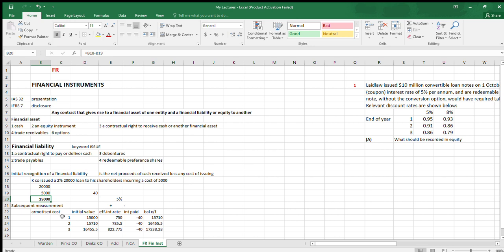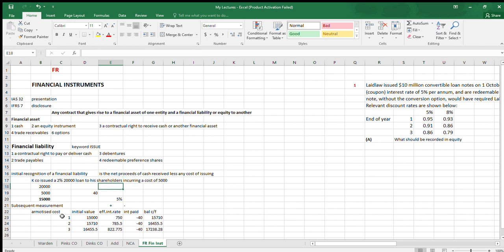Now we have our financial asset. Financial asset is just the opposite of financial liability. So recognizing financial asset is still the net proceed of the cash that you paid less any transaction cost. Liability is cash received. Asset is cash paid less any transaction cost.